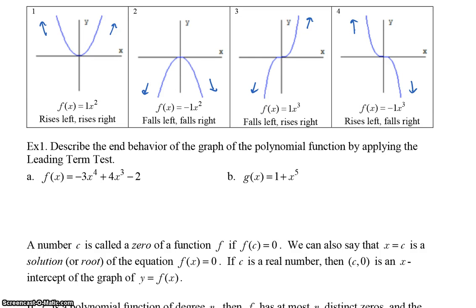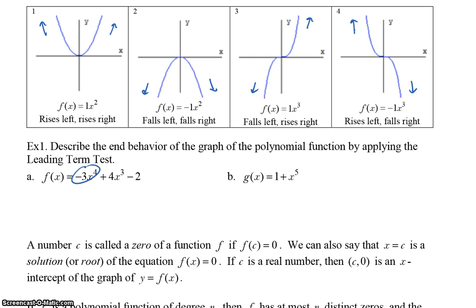Continuing with the section 3.2 notes, let's look at example 1. Describe the end behavior of the graph of the polynomial function by applying the leading term test. First example is f of x equals minus 3x to the fourth plus 4x cubed minus 2. Our focus needs to be just on the leading term, minus 3x to the fourth.